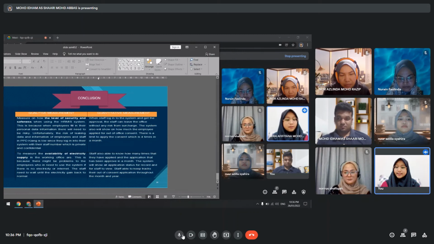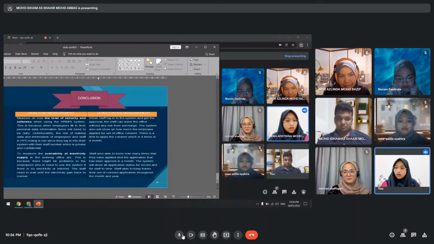To measure the availability of electricity supply in the working office area. This is because there might be problems for employees who need to use the system if there is no electricity or internet. The staff need to wait until the electricity returns to normal.